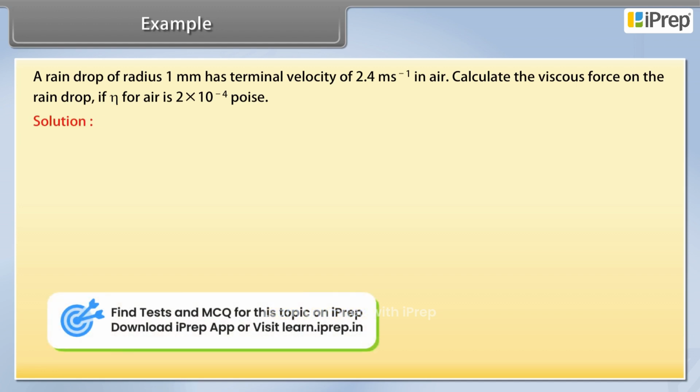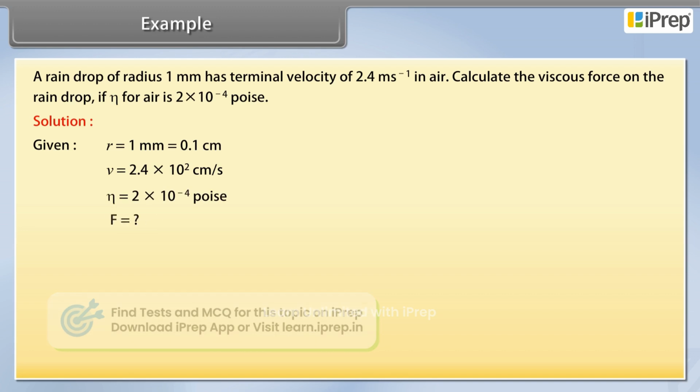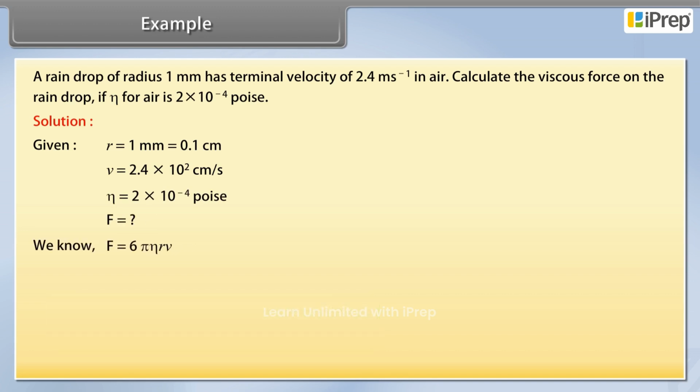Let's see the solution. Given values are r is equal to 1 millimeter, which can be written as 0.1 centimeter. V is equal to 2.4 into 10 square centimeter per second. Eta is equal to 2 into 10 raised to the power minus 4 poise. We know that F is equal to 6 pi eta rv.